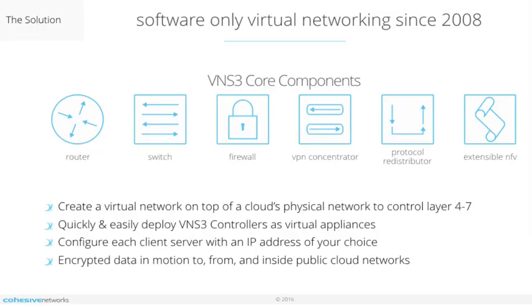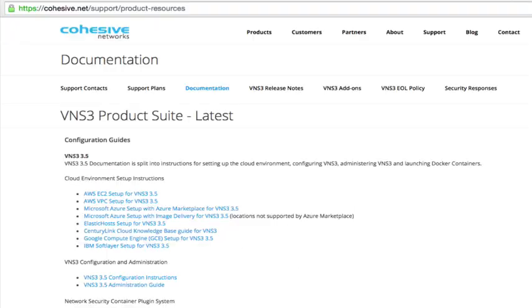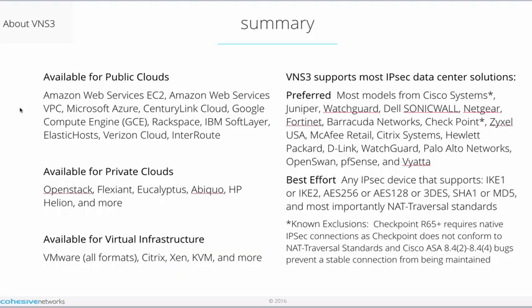So in summary, VNS3 acts as a virtual router, switch, firewall, protocol redistributor, VPN concentrator, and extensible NFV. For further information, please check our support documentation. VNS3 is available in most public clouds, private clouds, and virtual infrastructure. VNS3 does support most IPsec-based data center endpoint solutions.